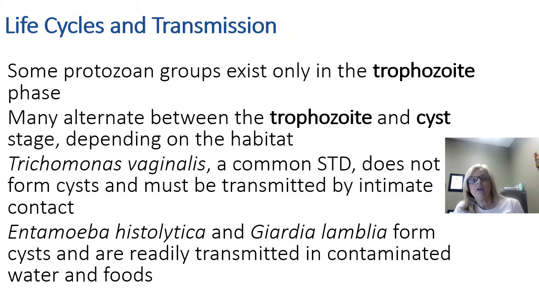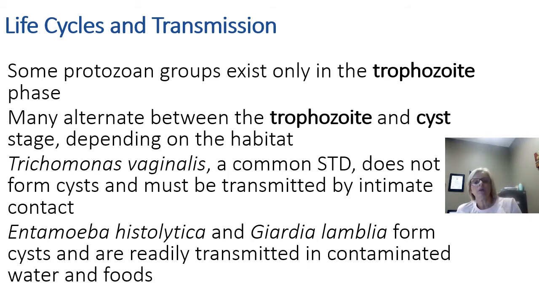The life cycles of protozoans do vary from very simple to complex. Several protozoan groups exist only in the trophozoite phase, and some can alternate between trophozoites and cysts. And here are two important examples. And like I said earlier, you really should start making flashcards of these or keeping records of these so that you can study them as we go and add information to them, so you're not trying to learn it all at the end.